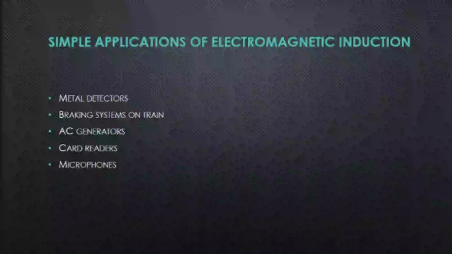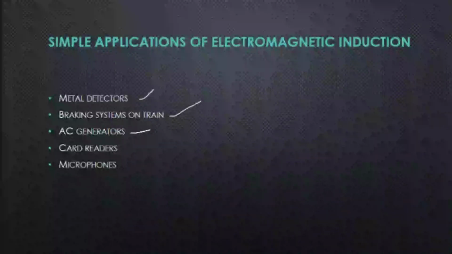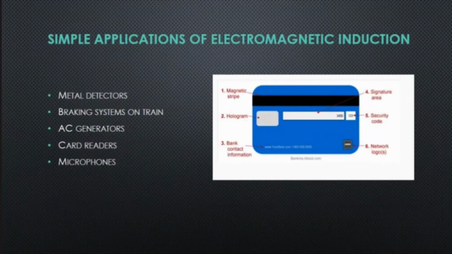Now we're going to look at simple applications of electromagnetic induction. So you have metal detectors, braking systems on trains, AC generators, card readers, microphones. Now we're going to talk about a magnetic strip card. A magnetic strip card is a type of card capable of storing data by modifying the magnetism of tiny iron-based magnetic particles on a band of magnetic material on the card. As you can see here, this is the magnetic strip.